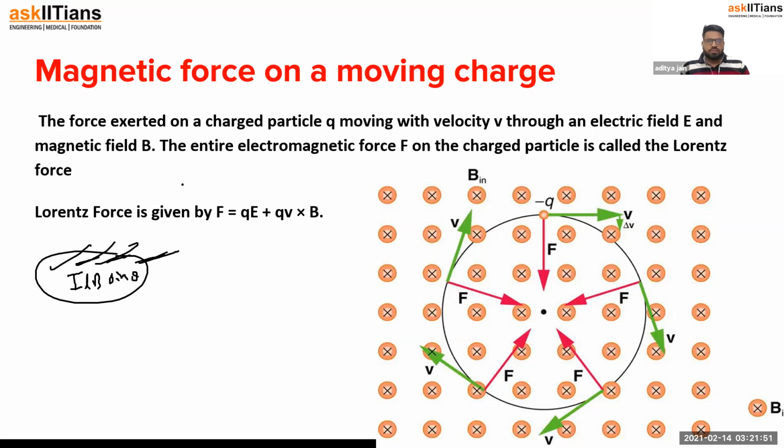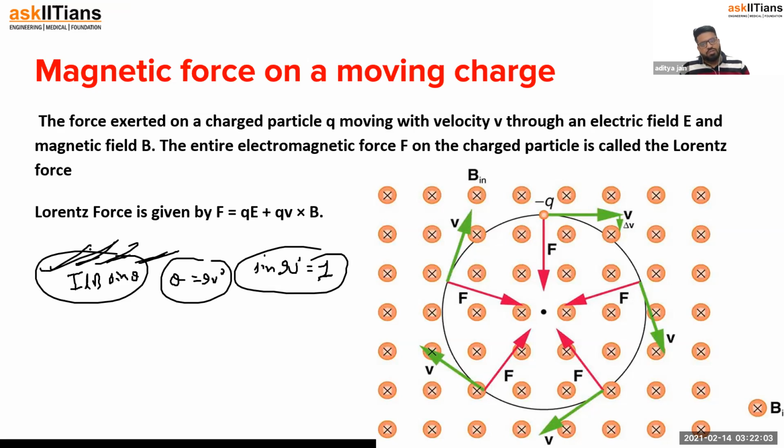If you can see, this force will be maximum when theta is equal to 90 degrees. As you know, sin 90 degrees is 1, and the maximum value of the sin function is 1. So that's why I was saying this force will be maximum when the angle is 90 degrees.